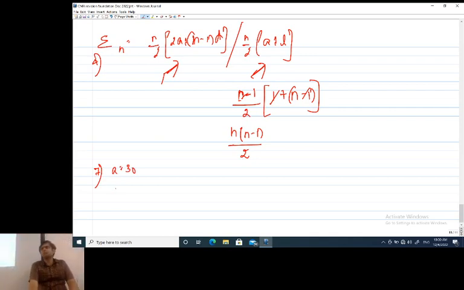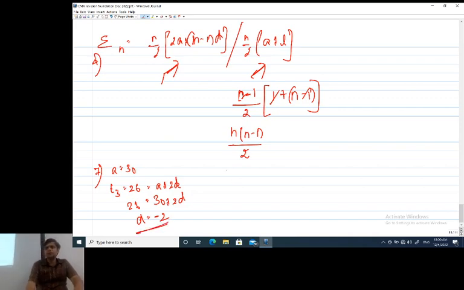The first term of an AP is 30 and the third term is 26. Find the eighth term of the series. Now T3 is given by A plus 2D. So I know A to be 30. So 30 plus 2D is 26. So D is minus 2.